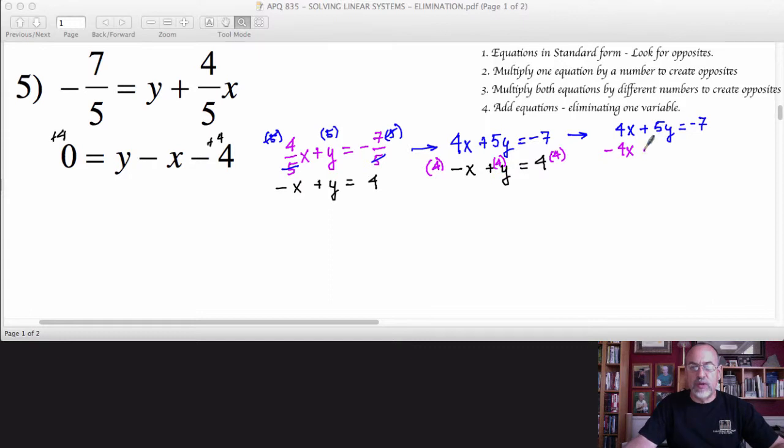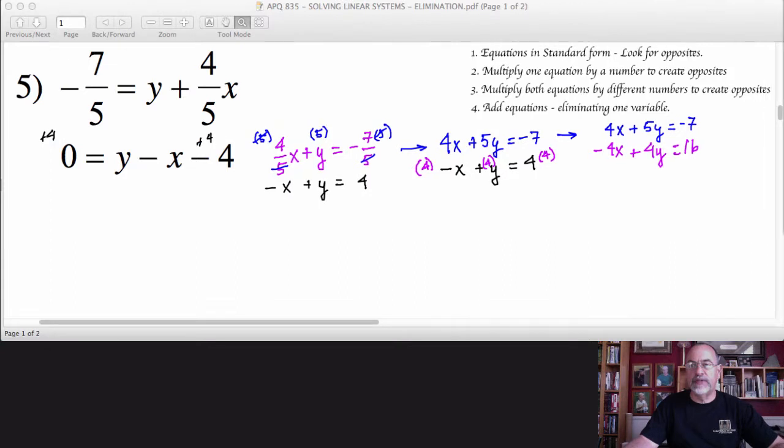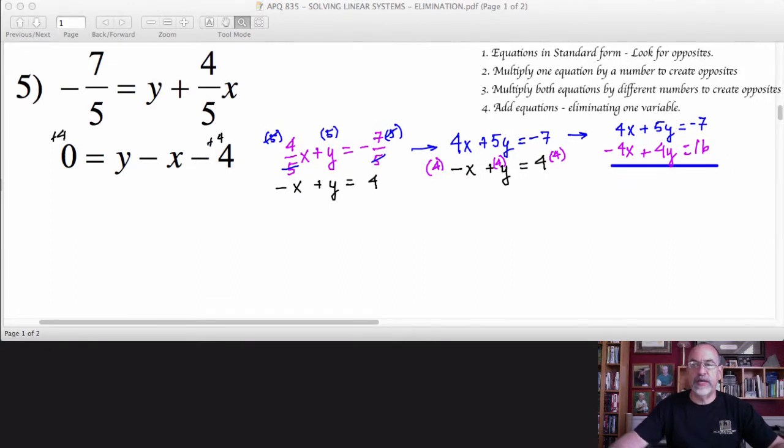4 times 1y is 4y. Okay, and then 4 times 4 is 16. So I've created the opposites then by multiplying the one equation by opposite values. So I can go ahead and add these now. 4x and -4x is 0. 5y plus 4y is 9y. I have my equal sign, and then 17 minus 6 is 9.